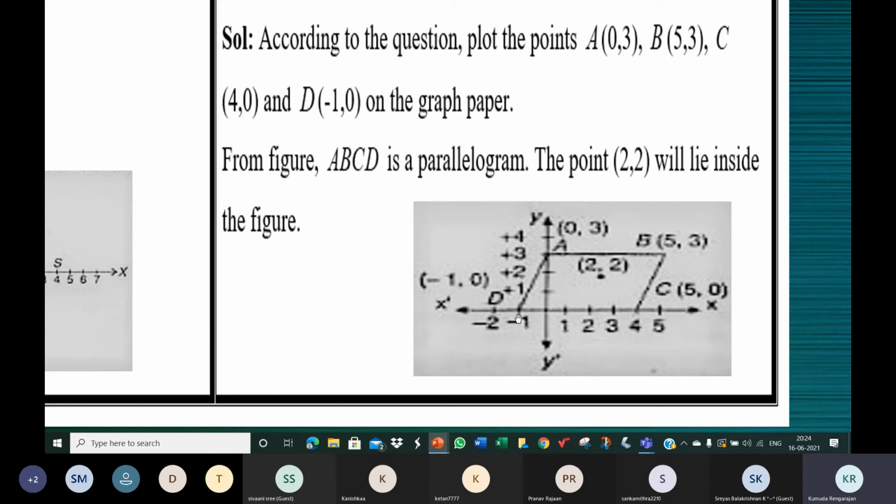AB is parallel to CD. You can also make this out because this line segment runs through 3, so it is parallel to the x-axis.